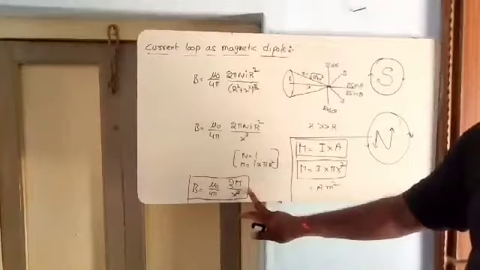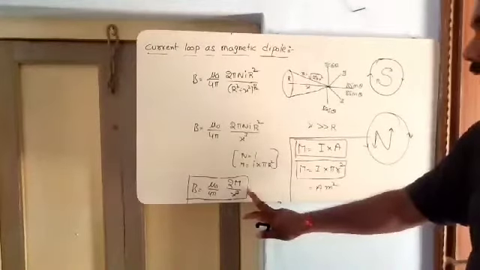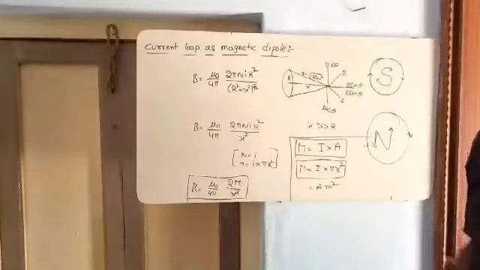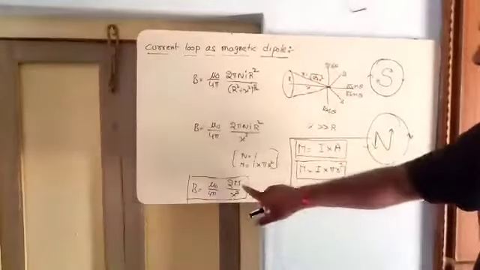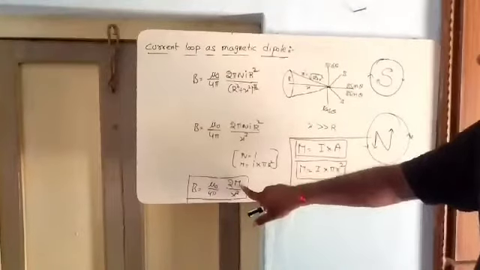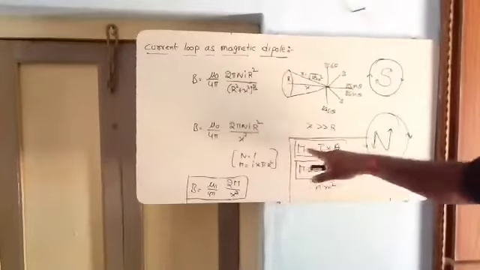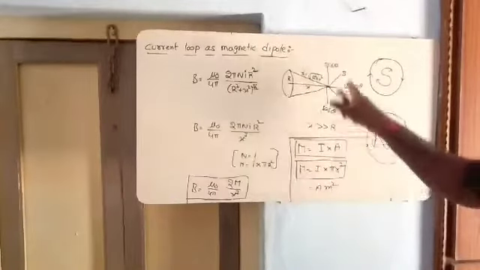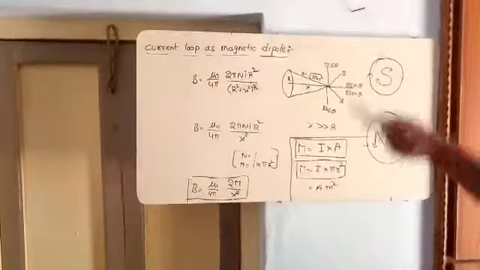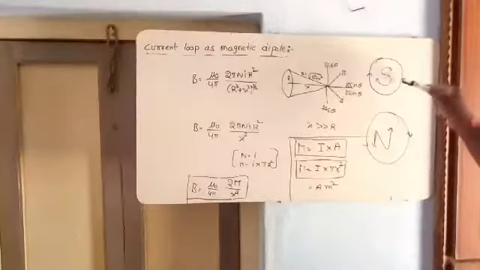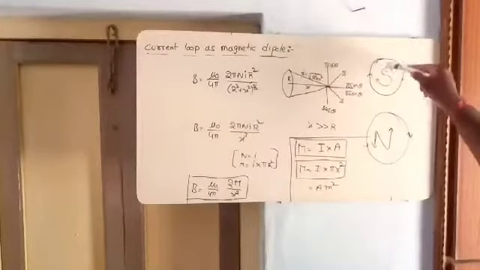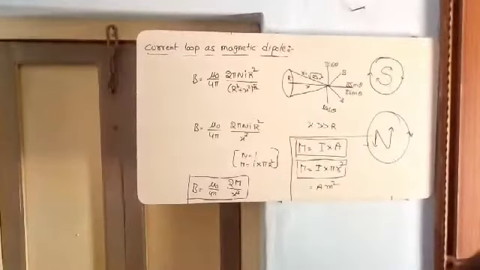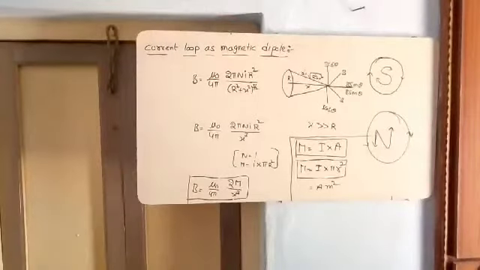This equation is similar to the electric field due to an electric dipole, where we use P, but here we use m. There the P stands for electric dipole moment, and here the m stands for magnetic dipole moment. The m is the product of current and area, and the units are ampere meter square. The direction depends on the current: if it is clockwise current, the face behaves like a south pole; if it is anti-clockwise current, the face behaves like a north pole.